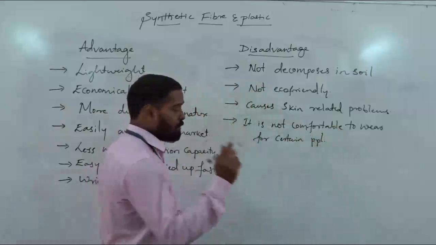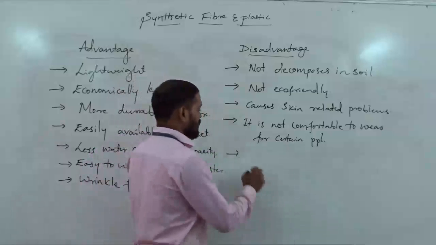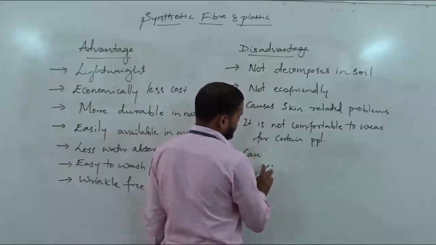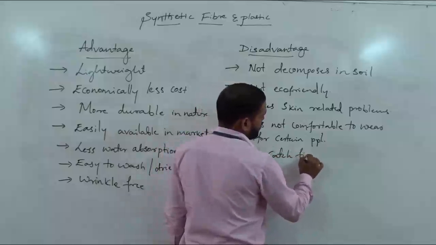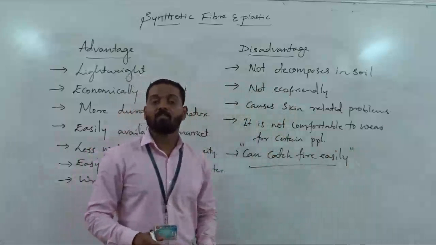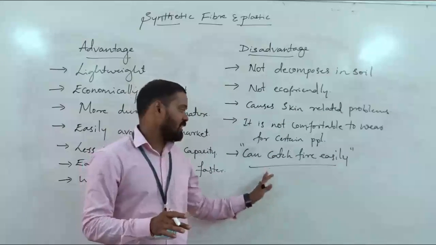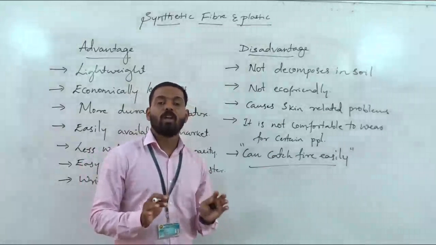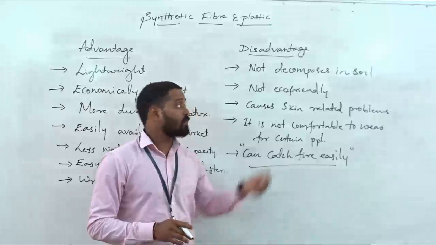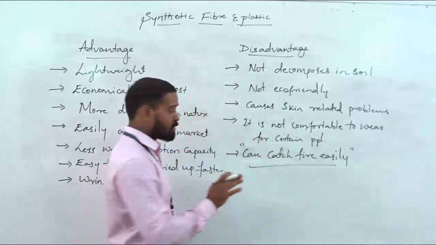Another main disadvantage you need to understand: synthetic fibers can catch fire easily. Once you burn synthetic fibers, they easily catch fire. That is why we say that whenever we are doing kitchen work, we should not wear synthetic fabrics. We need to wear natural fabrics, cotton fabrics, because they will not catch fire easily. Synthetic fibers catch fire easily because they are made of petrochemical substances. That is the main disadvantage.